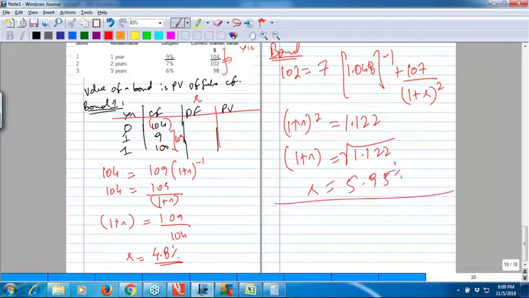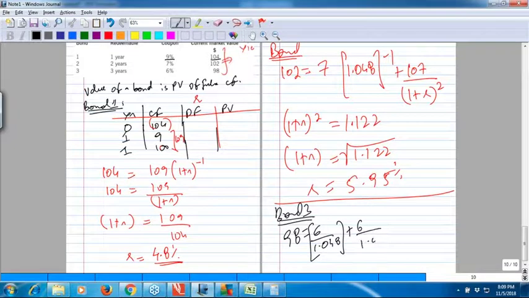5.95%, and we'll use this 5.95% for the year three. So for bond three, how will we do it? We'll do it this way. 98 is equivalent to 6 divided by 1.048 plus 6 divided by 1.0595 plus 106 divided by 1 plus r power 3. So let's solve for the 3 also and see how much is the r. Okay, so we have got 6.83%.